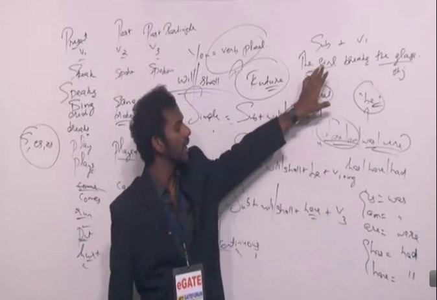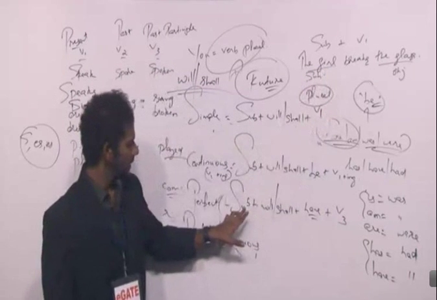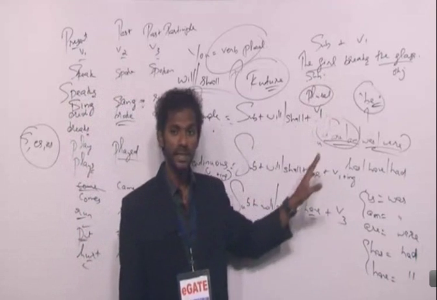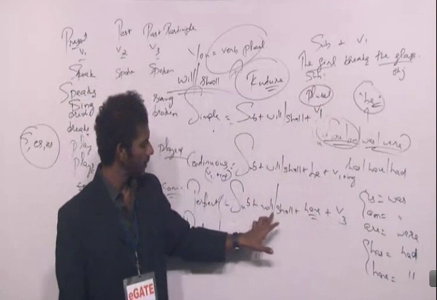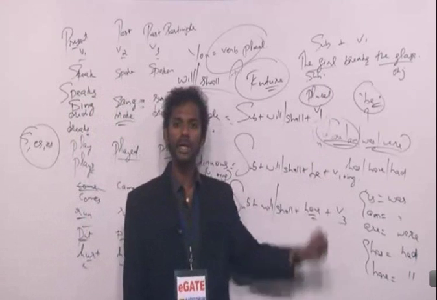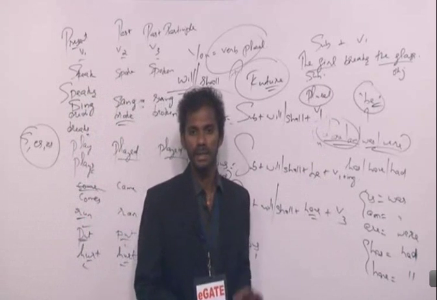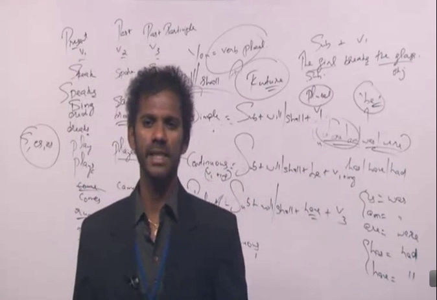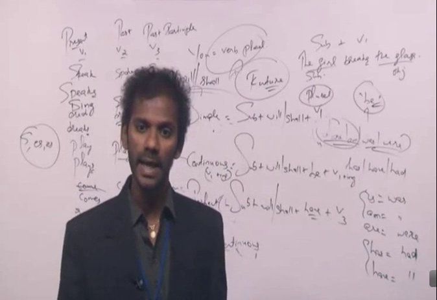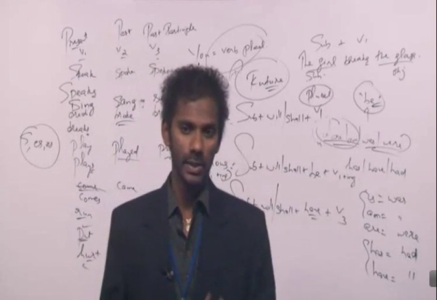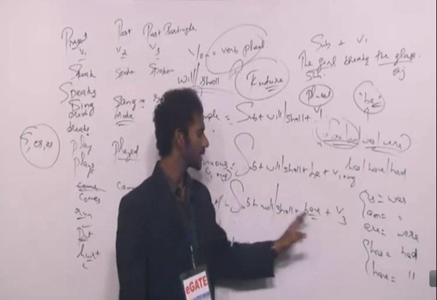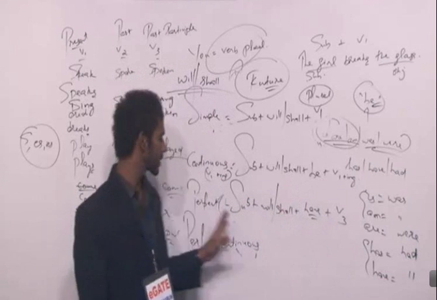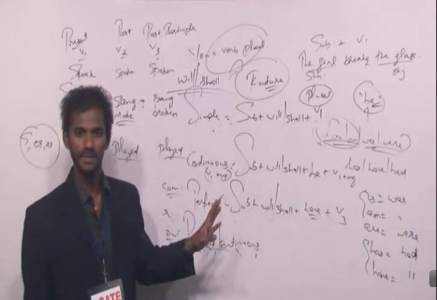Right? Now the girl breaks the glass becomes the girl will have V3 of break, which is broken. The girl will have broken the glass. It sounds incorrect, but it's correct. Right? The girl will have broken the glass. Subject plus will or shall plus have plus V3. Clear? So this is the structure of future perfect.